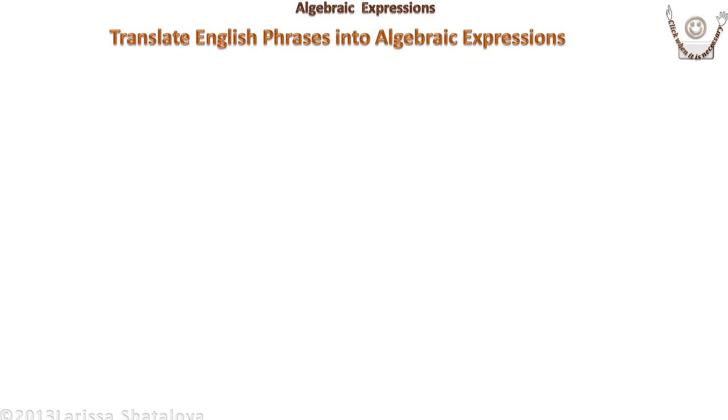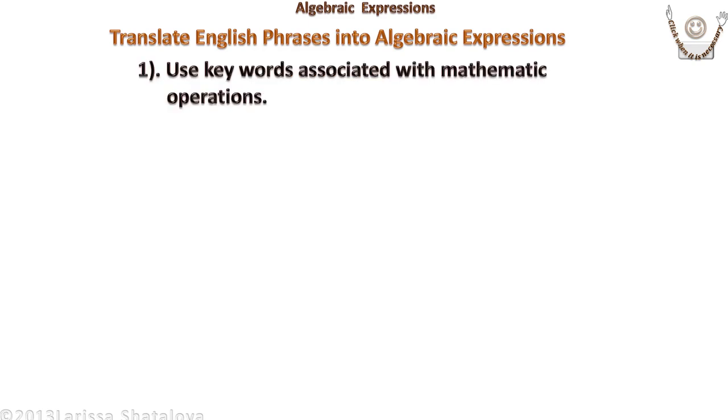In our daily life, we use language which is coming from arithmetic, and now we are going to learn how to translate these English phrases, arithmetic approach, into algebraic expressions. And we have several pieces of advice. The first one, use keywords associated with mathematical operations. Whenever you see the words a number, you have to mark it as a variable, as an x. It can be another variable, but usually it's x.